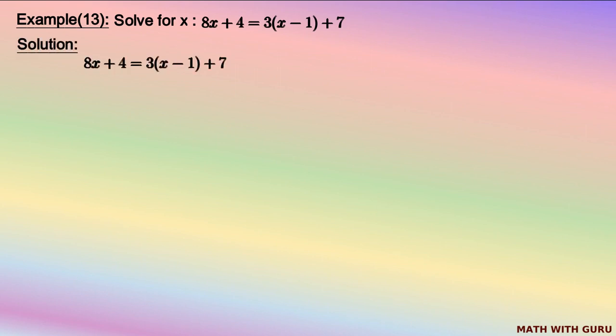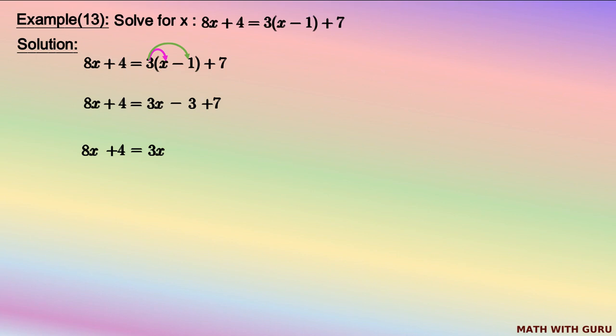Example 13. Solve for x. 8x plus 4 equals 3 whole multiplied by (x minus 1) plus 7. 8x plus 4 equals 3 into (x minus 1) plus 7. Let us open the brackets. 3 into x, 3x, minus 3 into 1, 3, plus 7. 8x plus 4 equals 3x minus 3 plus 7.